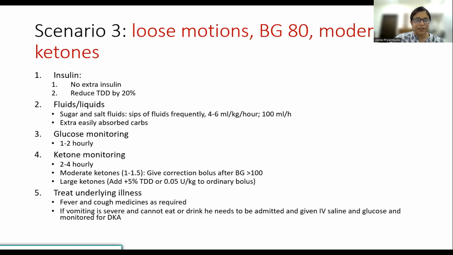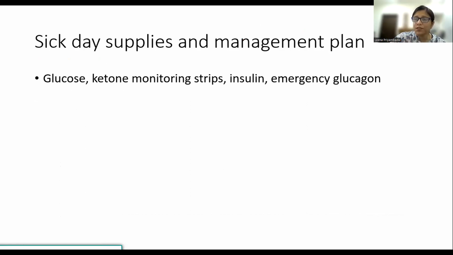Okay, so this is again a repetition. Scenario 3, loose motions, blood glucose 80, moderate ketones. No, this is wrong. I will skip this slide because I have not modified it. So remember, if ketones are small, you don't give extra insulin, you just manage the hypoglycemia. But if ketones are moderate to large, then you have to give extra insulin for the ketones, 5% of the total daily dose, after increasing the blood glucose.